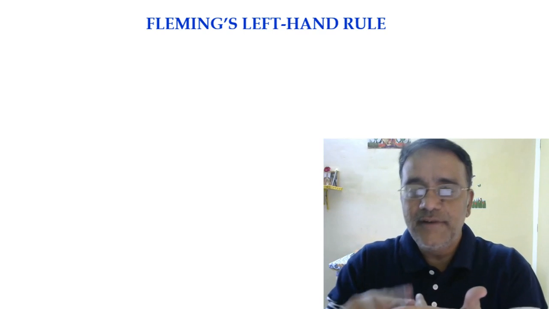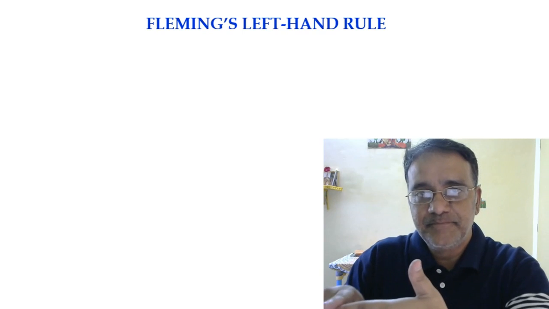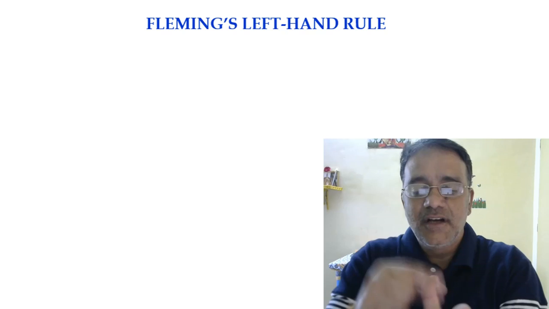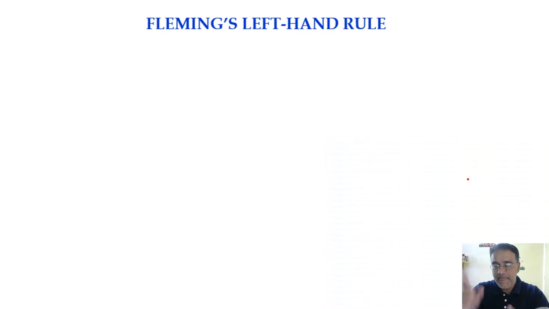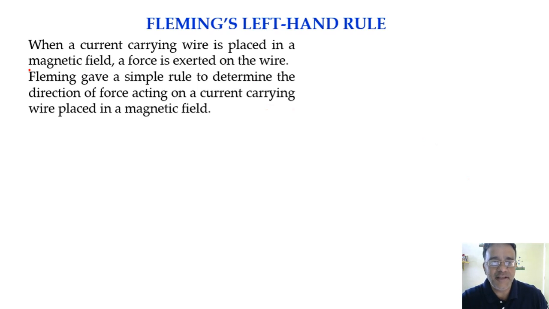So what we will do, we will put our forefinger in the direction of magnetic field, and this finger we will keep in the direction of current, and this will give the direction of force. When a current carrying wire is placed in a magnetic field, a force is exerted on the wire. Fleming's left hand rule is actually used for the direction of force, and it is used in the working of the electric motor.